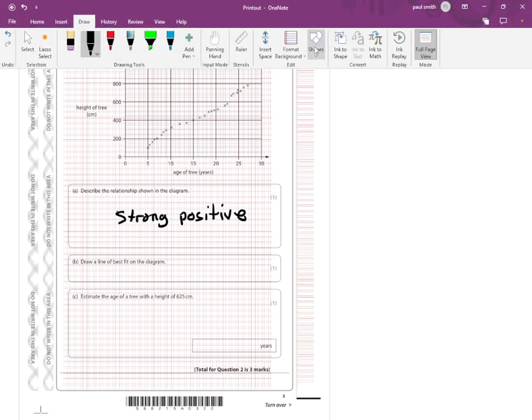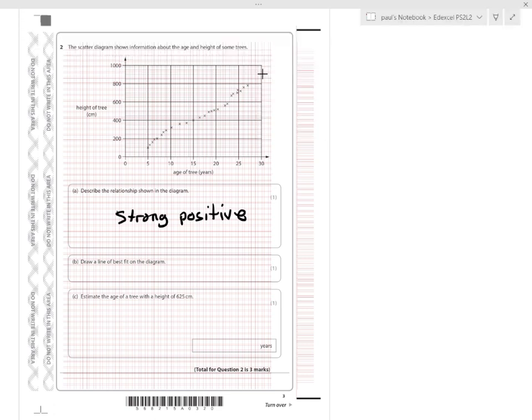We got a scatter graph. Describe the relationship in this scatter graph. Well, I'm going to use 2 words and just say it's a strong positive. You might get away with just positive, but at least we're hedging our bets. Draw a line of best fit. Okay, we can do that. So more or less through all the stars in the middle.